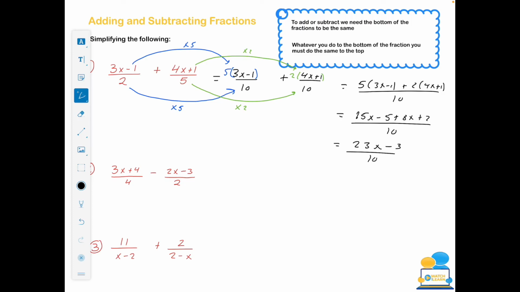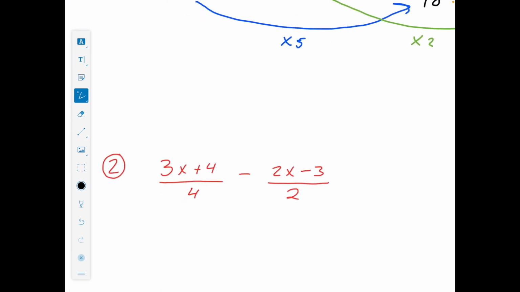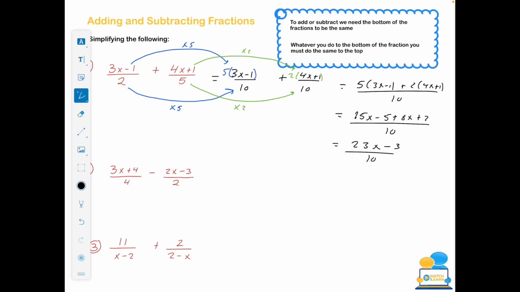So using those arrows can help. Just remember, whatever you do to the bottom of the fraction, you have to do to the top of the fraction as well. Okay, we're going to do question 2 here. So we have (3x plus 4) over 4 minus (2x minus 3) all over 2. You need to be a little bit careful here. There are a few minus signs that might catch us out a little bit. We're going to do the same approach.